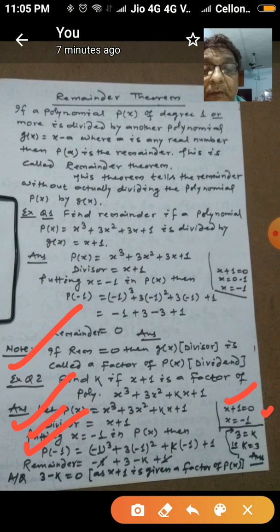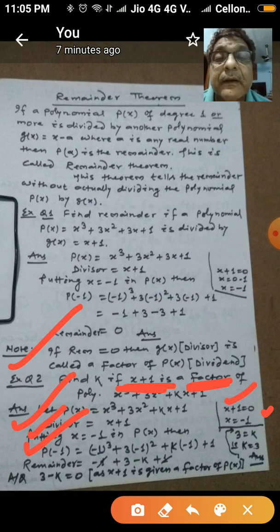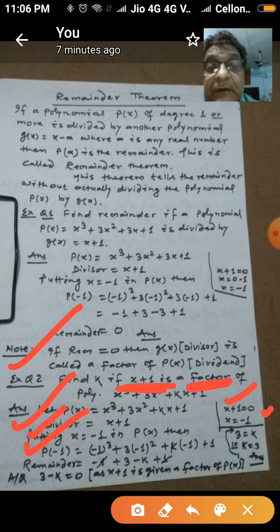Now one thing is that here in your question it is given that x plus 1 is a factor, it means it is a divisor as well as a factor. And you know, when a divisor is called a factor, the remainder is 0, when a divisor divides the dividend completely. So since here x plus 1 is given as a factor, in this question the remainder must be equal to 0, but our remainder is 3 minus k.